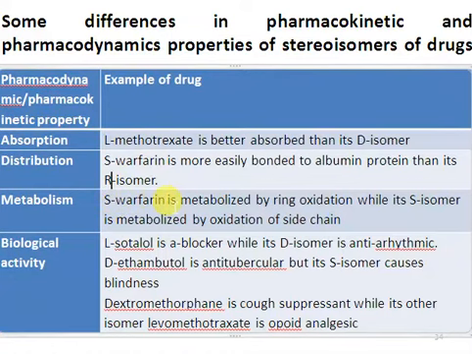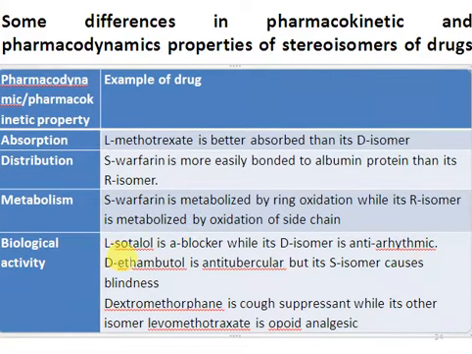Metabolism: S-warfarin is metabolized by ring oxidation, while its R isomer is metabolized by the oxidation of the side chain. Both have similar structure, just a change in arrangement, but the S isomer is metabolized by ring oxidation, while the R isomer is metabolized by oxidation of the side chain. Then we have differences in biological activity. We have L-sotalol, that's an alpha blocker, whereas the D isomer is antiarrhythmic. So we have changes in the biological activity. One isomer is an alpha blocker while the other is antiarrhythmic.